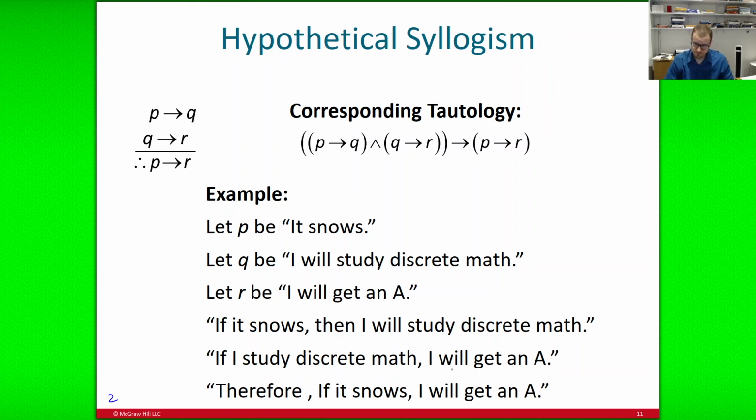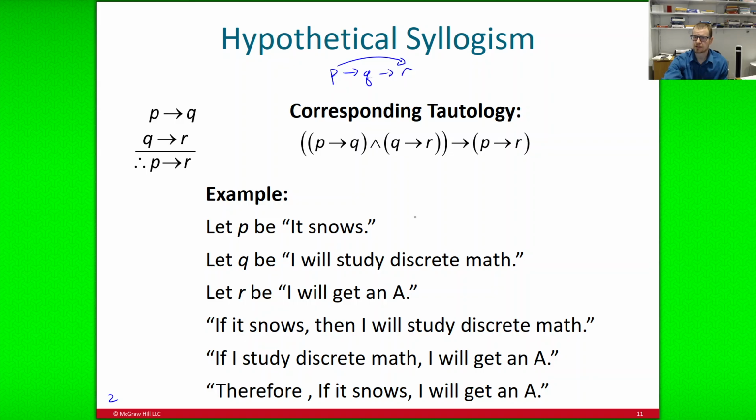Hypothetical syllogism. The corresponding tautology is: if P implies Q and Q implies R, then we get that P implies R. It's sort of a transitive property. We want to move from P, P goes to Q and Q goes to R, so we want to get that P goes all the way to R. We see this sort of transitive property here, and we like that.